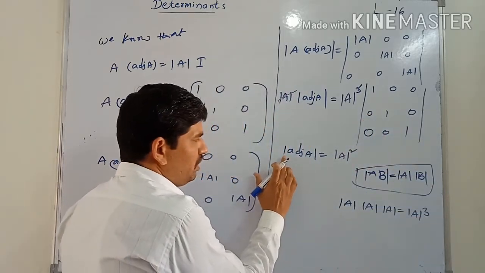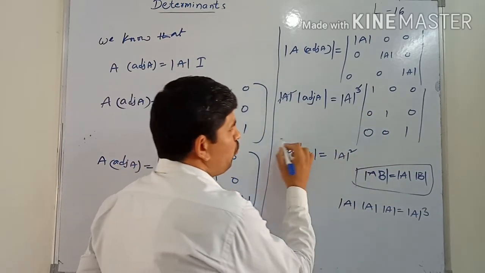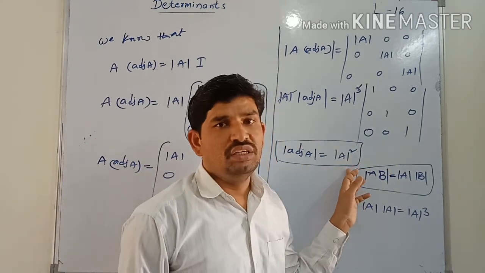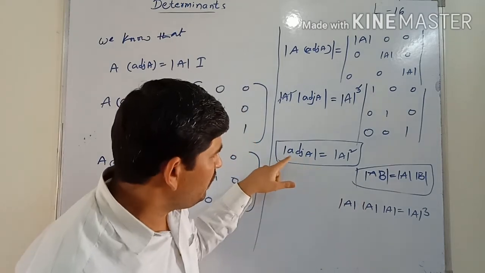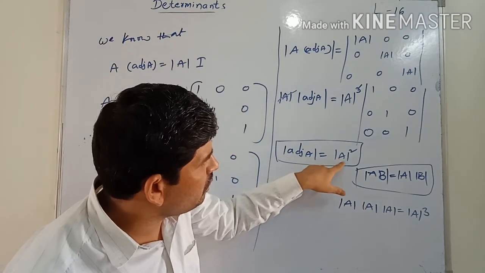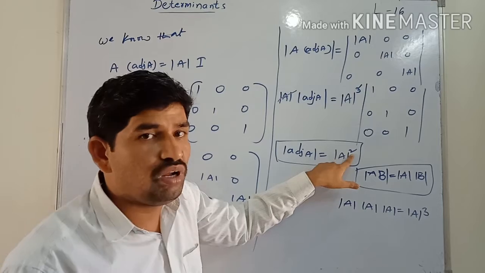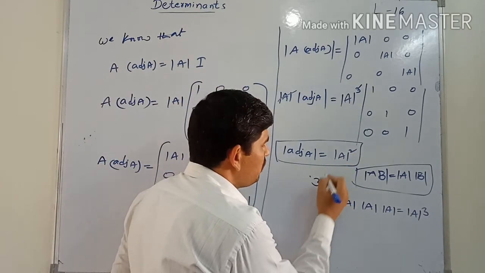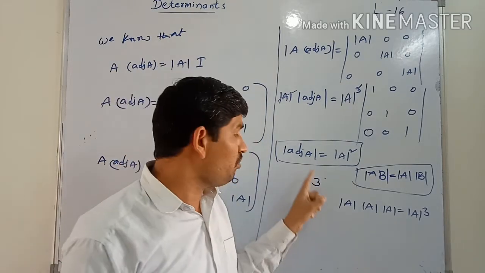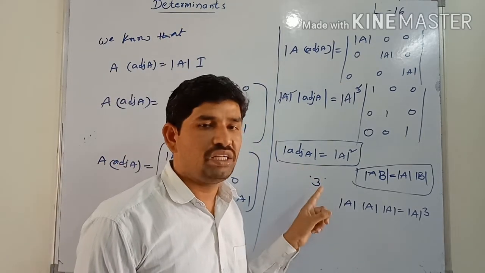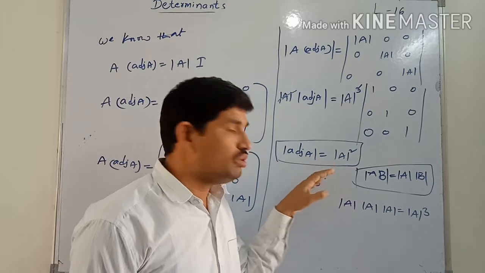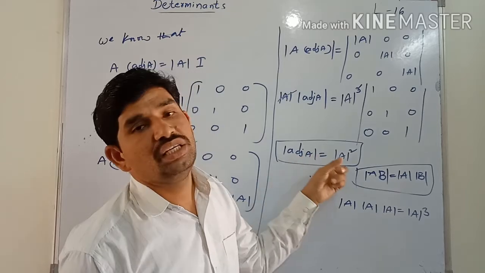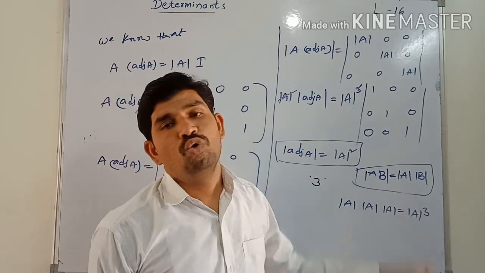So now remember, determinant of adjoint A is equal to what we have here, that is determinant of A whole square. Means friends, determinant of adjoint A is equal to determinant of A whole square. It is one of the formulas, but in this, what is the order of A? The order of A we are taking here is 3. A is nothing but a matrix. If the order of the matrix is 3, then the determinant of adjoint A becomes the determinant of A whole square.